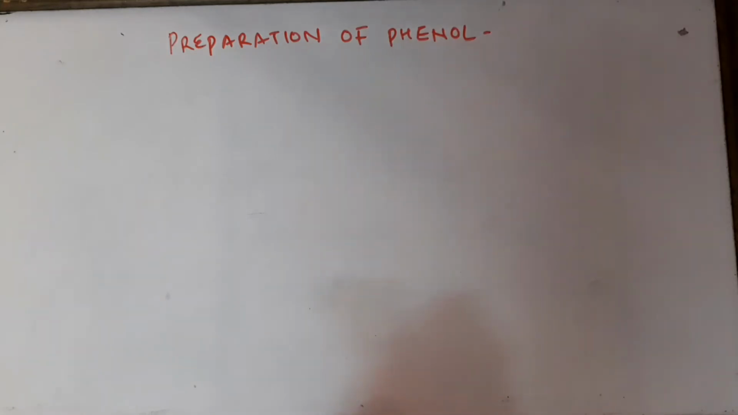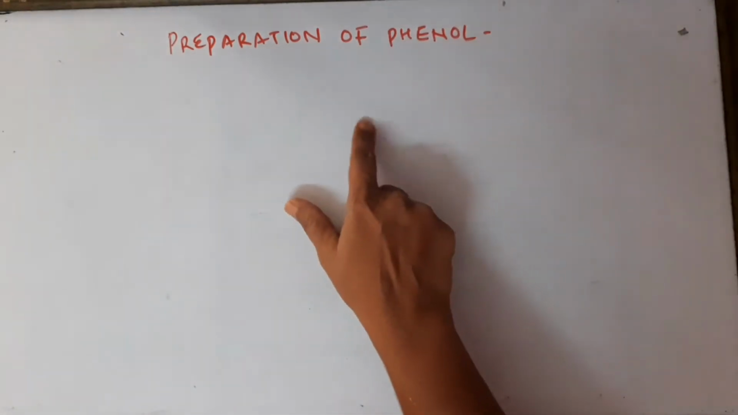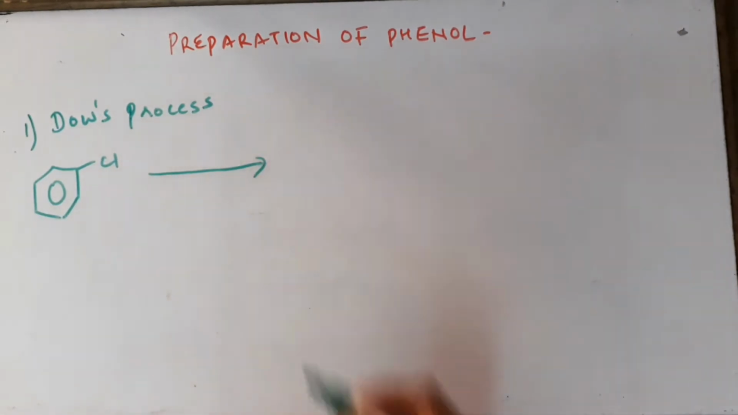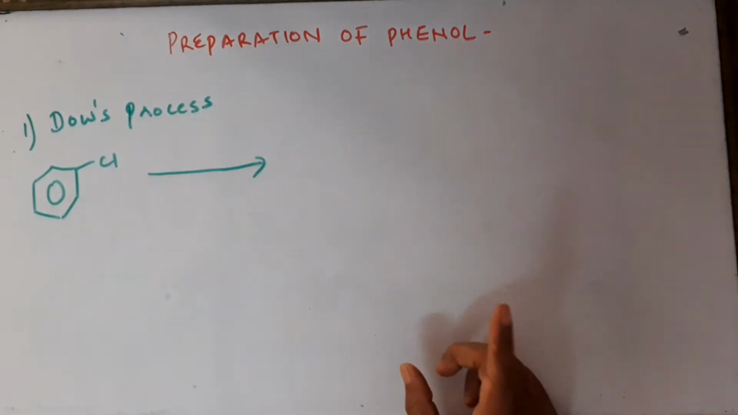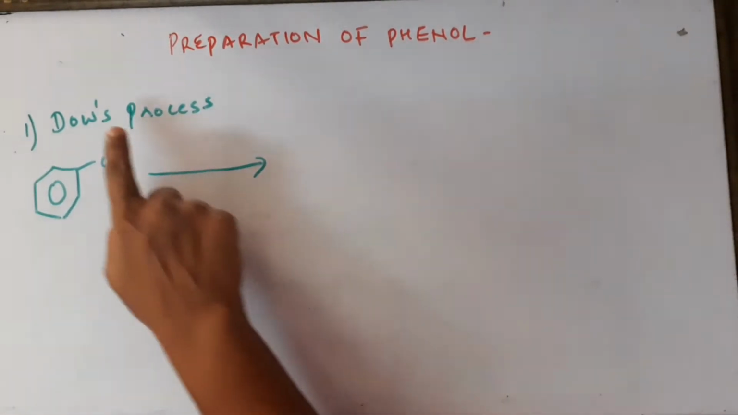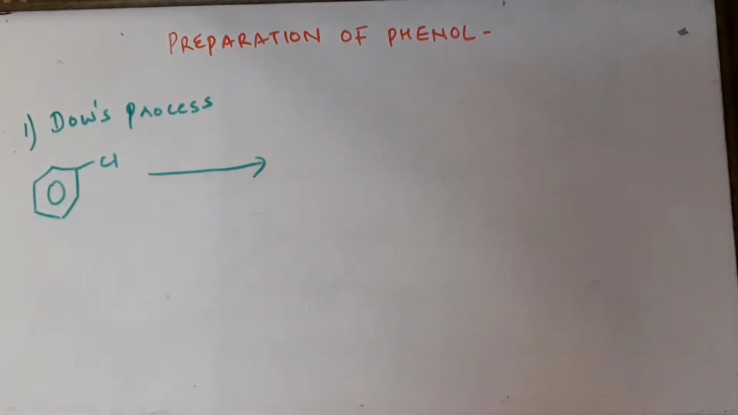Hello everyone, today we are going to start with the topic preparation of phenol. We've already finished alcohols in our previous videos and today we will be doing the methods of preparation of phenol. The first method of preparation of phenol is a very important method. It's an industrial method known as Dow's process.